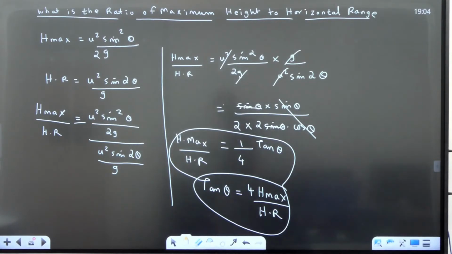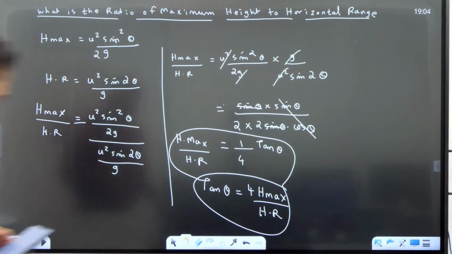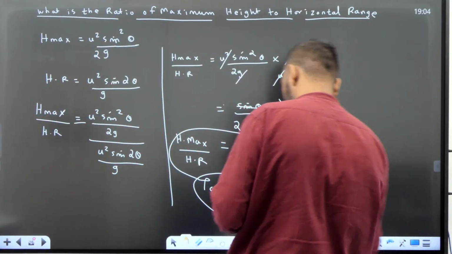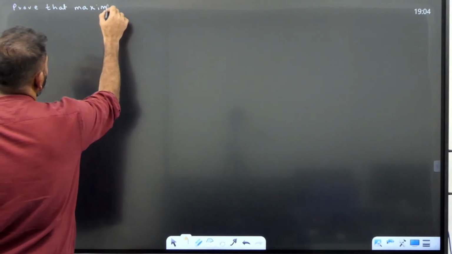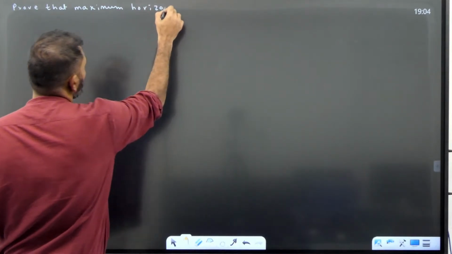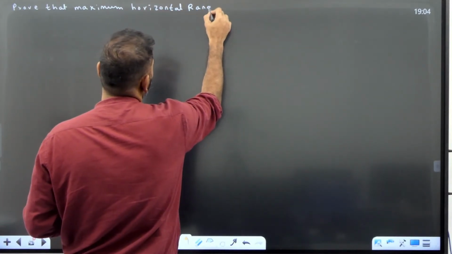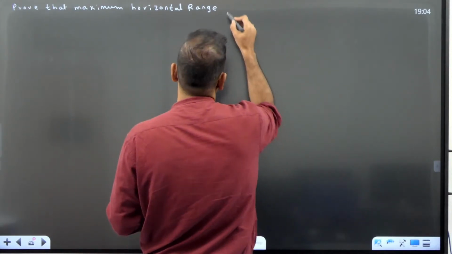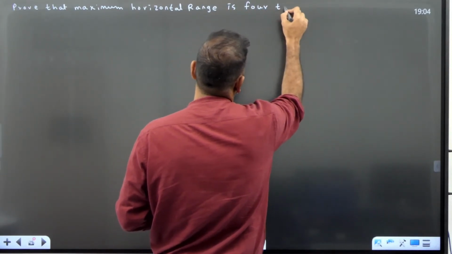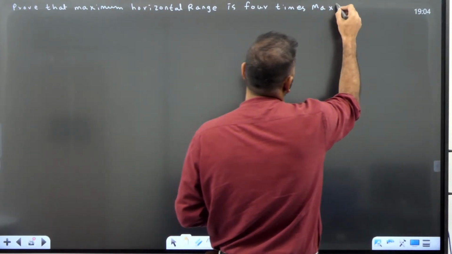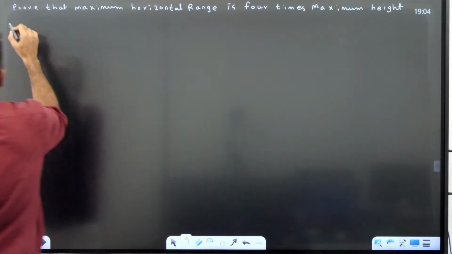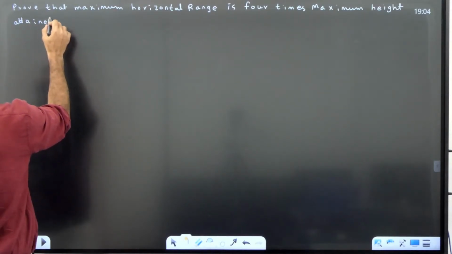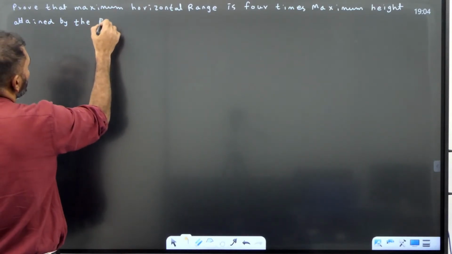Next question. Prove that maximum horizontal range is 4 times maximum height attained by the projectile.